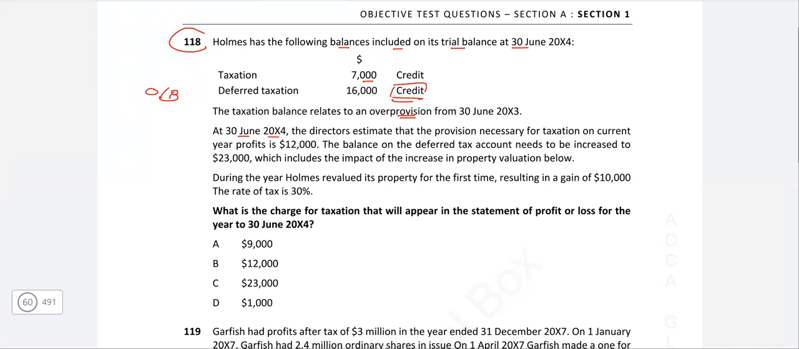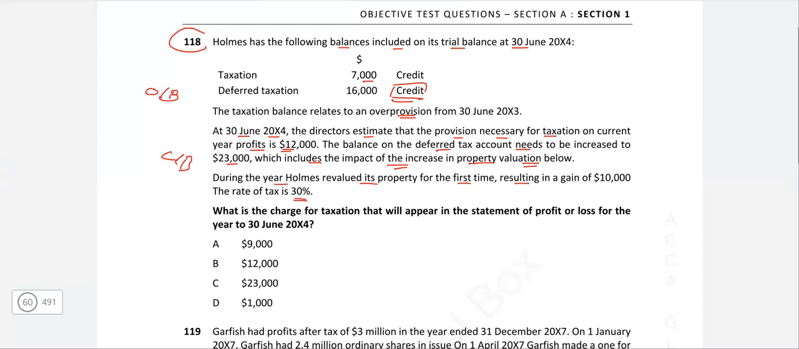At 30th June 20X4, the directors estimate that the provision necessary for taxation on current year profit is 12,000. The balance on the deferred tax account needs to be increased to 23,000. That is the closing deferred tax liability, because it says the balance on the deferred tax account needs to be increased. This is the closing balance, which includes the impact of the increase in the property valuation below. That means this includes the deferred tax on revaluation. During the year, Holmes revalued its property for the first time, resulting in a gain of 10,000. The tax rate is 30%.